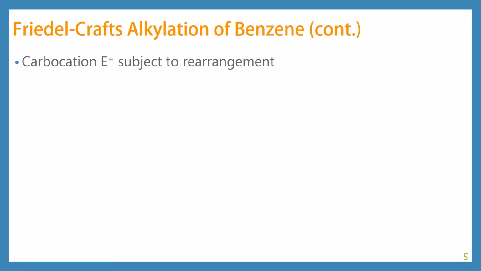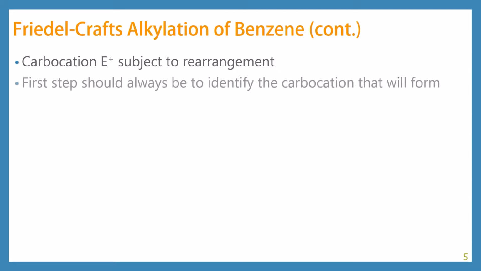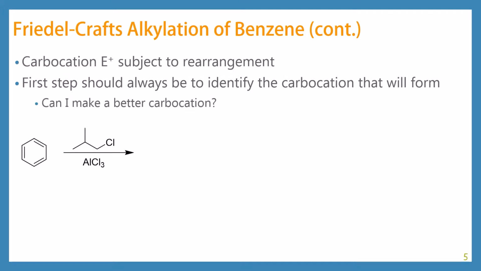Our carbocation electrophile is going to be subject to rearrangement. Your first step in any Friedel-Crafts alkylation reaction should always be to identify the carbocation that will form. It's actually really simple. You don't have to draw out that entire step that we just did to figure out what the carbocation will be. So let's take this example.